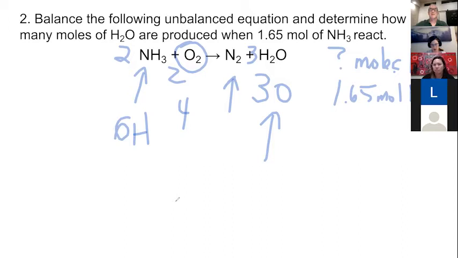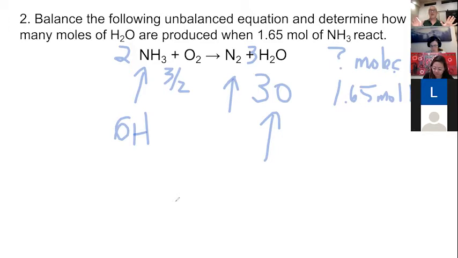I need to multiply it by something to give me 3. What would I multiply it by to give me 3? 1.5. That's right. Or 3/2. And that's allowed when you're figuring out how much oxygen you need. When we're dealing with moles, it is more than fair to have 3/2.